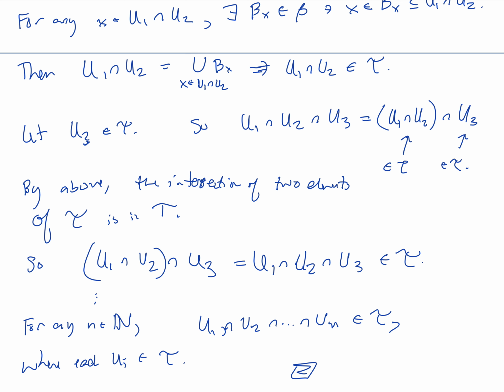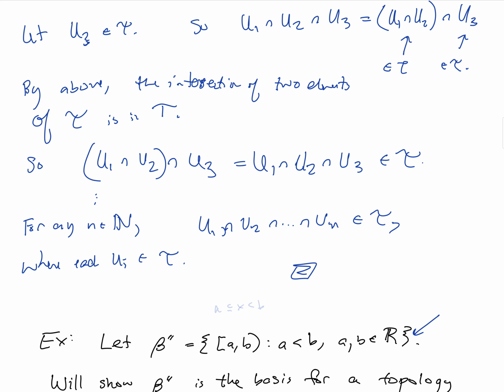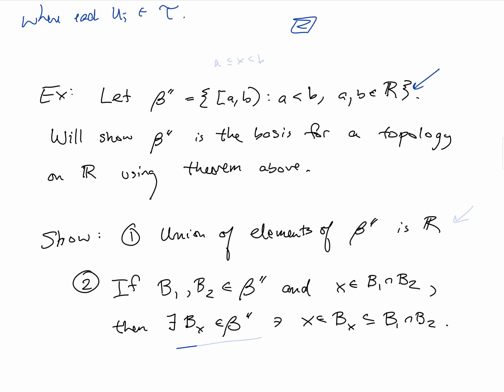Let's use that theorem to show that this collection of sets is the basis for a topology on R. So B double prime is the collection of half open intervals, A less than or equal to X less than B, such that A is less than B and A and B are real numbers.